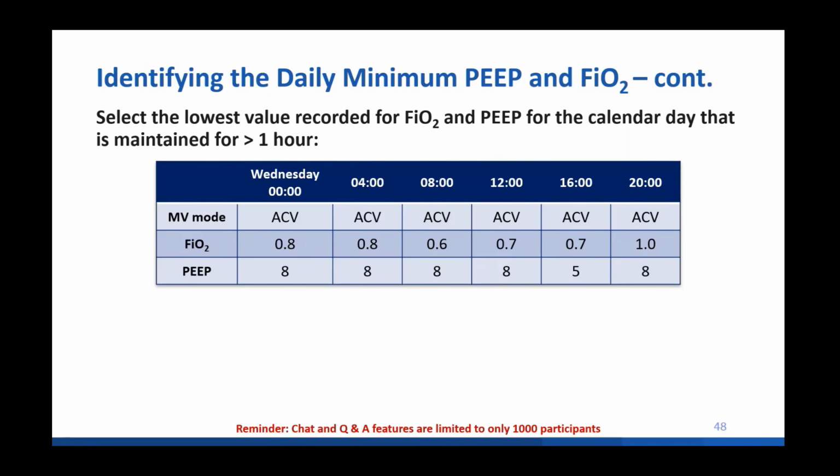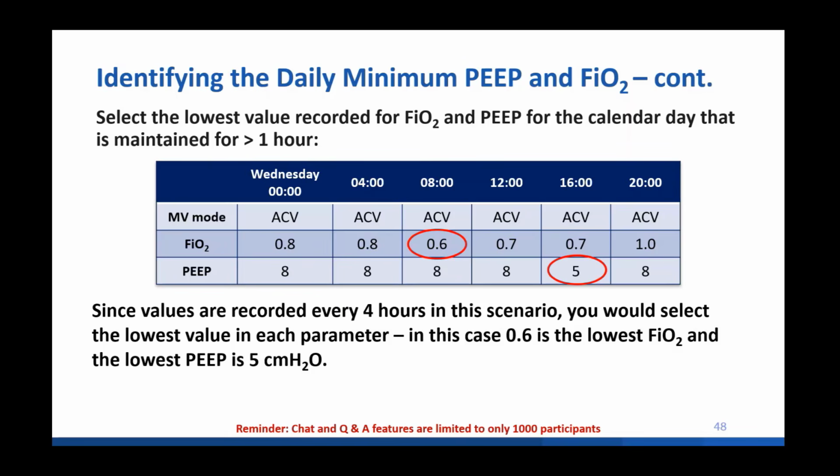Perfect. All right. Since values are recorded every 4 hours in this scenario, you would select the lowest value in each parameter because you know that they've been maintained for at least 4 hours before the next recording. In this case, the daily minimum FiO2 is 0.6 and the daily minimum PEEP is 5 centimeters of water. So great work, everybody.